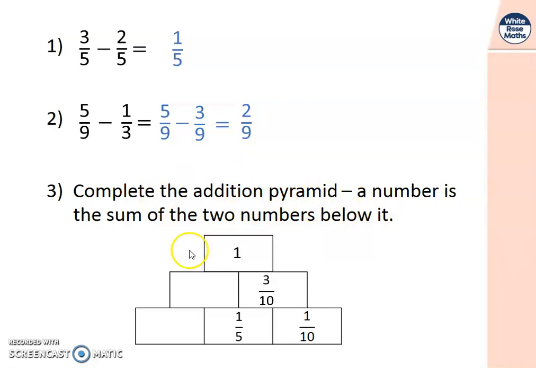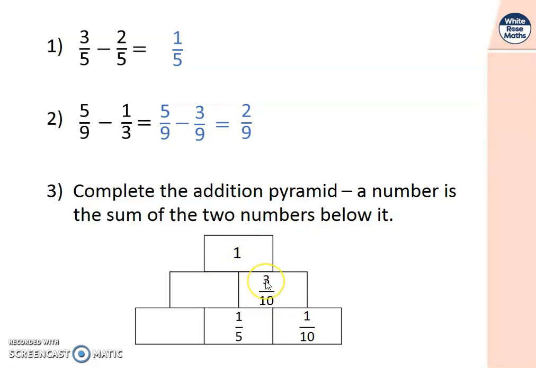For number 3, complete the addition pyramid. The number is the sum of the 2 numbers below it. So this add this would give this. This add this, you can see, will give this. This add this will give this. But for this addition pyramid to work it out, we're going to have to work backwards. So we're going to use subtraction.